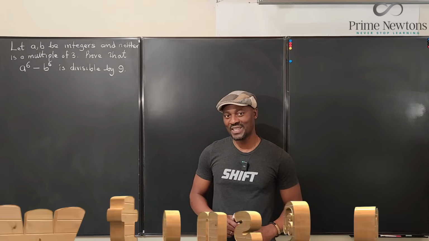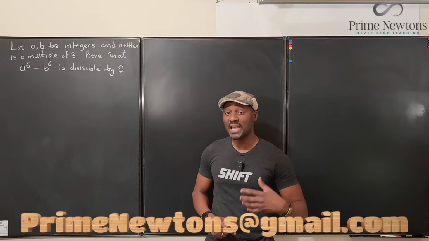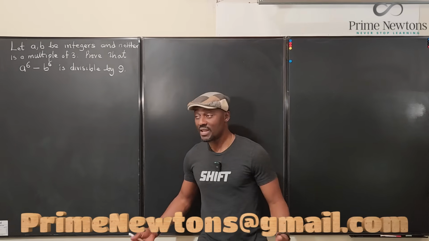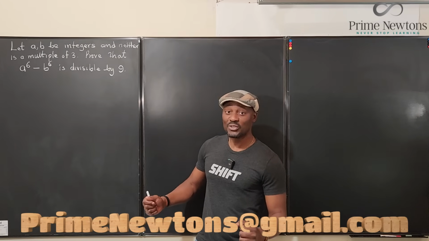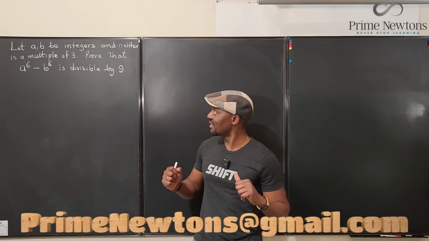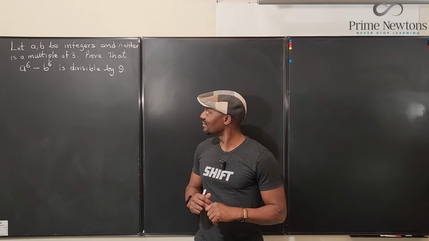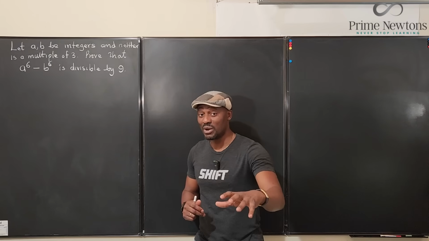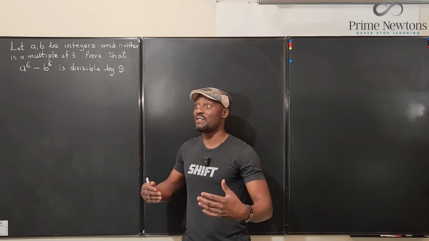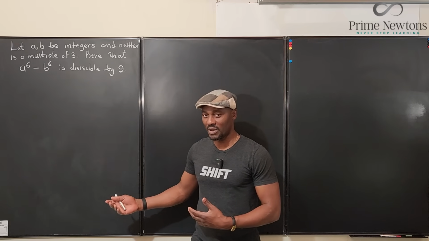Welcome to another video. We are given two integers a and b, neither of which is a multiple of 3. We're asked to prove that a to the sixth minus b to the sixth is divisible by 9. This is a pretty easy problem, but it becomes very crazy if you do not know Euler's totient function.